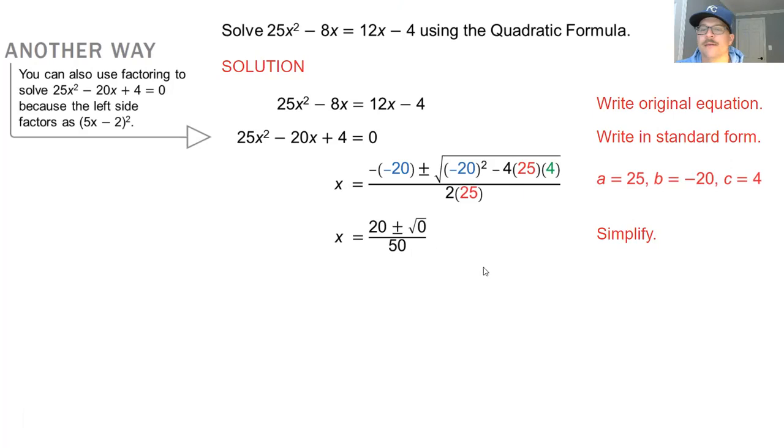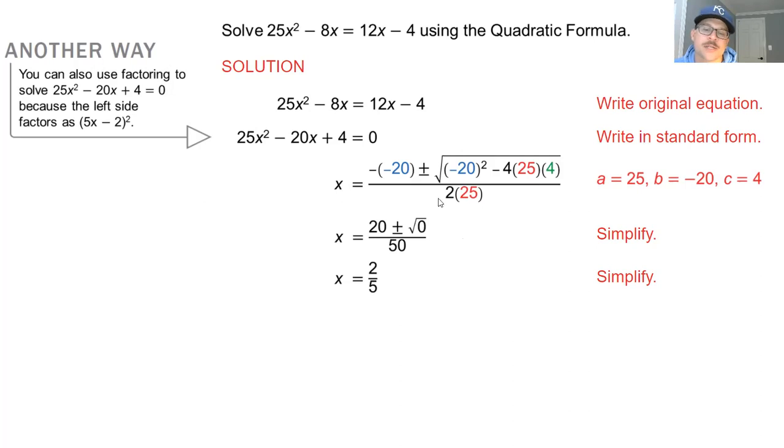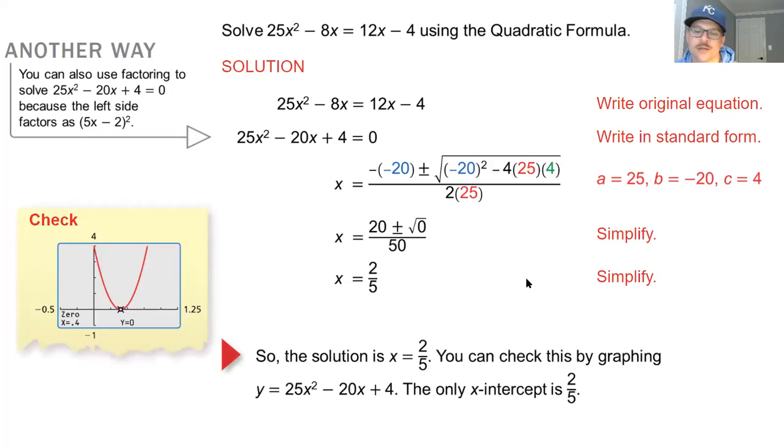Then 2 times 25 is 50. The square root of 0 is 0, and whenever you take 20 plus 0 or 20 minus 0, that doesn't change. So since we have a 0 underneath our radical, there's only going to be one solution. And you would take 20 over 50, divide by 10 to reduce on both sides to get 2/5 as your solution. So you can check that by plugging in the graphing calculator. And again, your vertex is also the coordinate point that is your 0 or your solution to the equation.